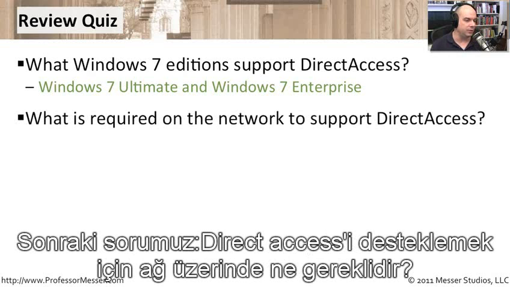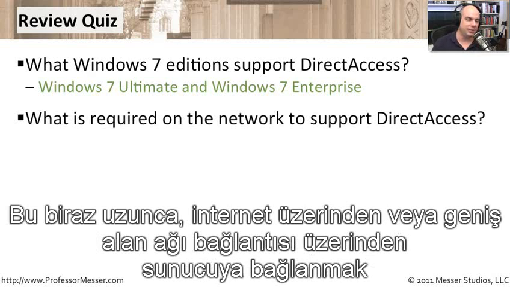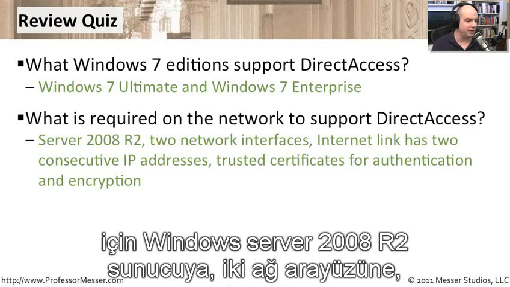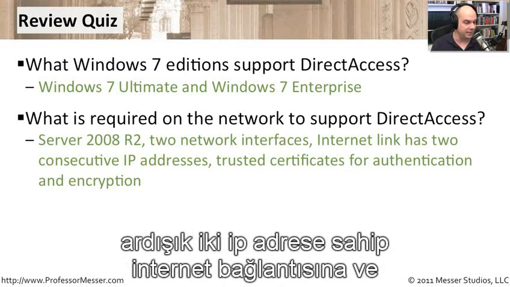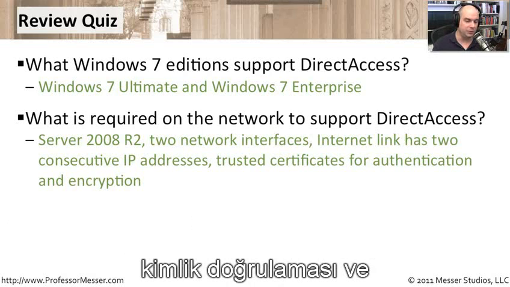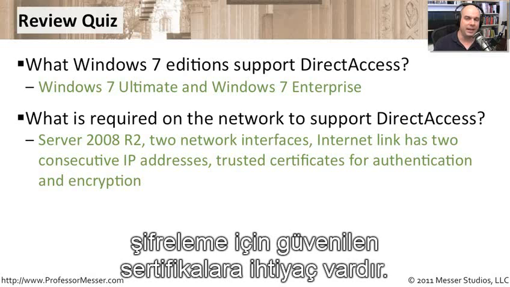Our next question, what's required on the network to support direct access? Well, it's quite a bit, actually. We're going to need Server 2008 R2. We need two network interfaces. The internet link needs to have two consecutive IP addresses, and we need some trusted certificates for authentication and encryption to that server across the internet or the wide area network link.